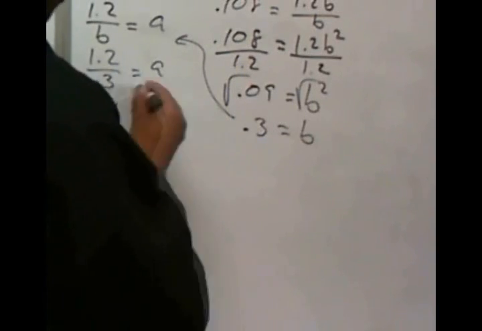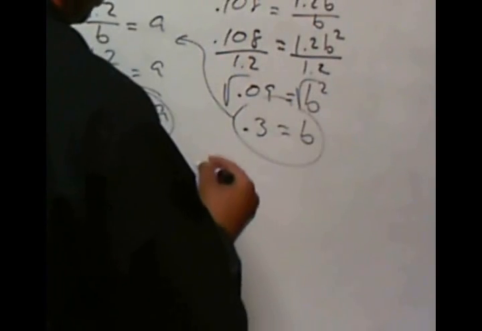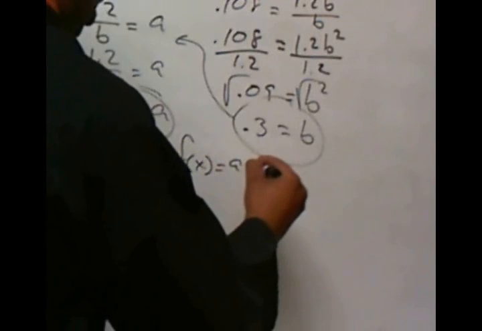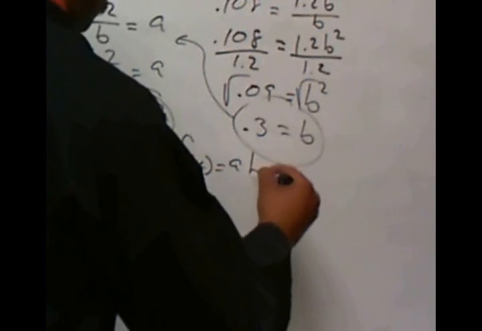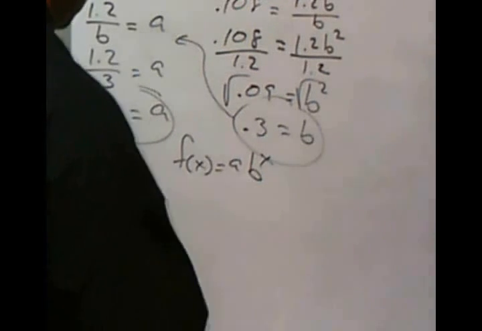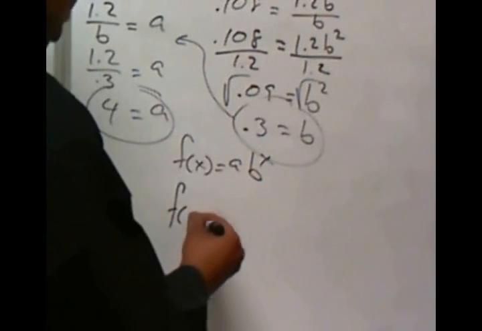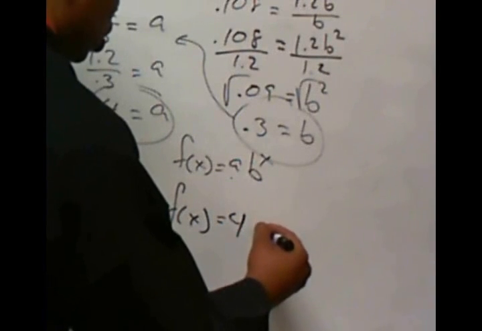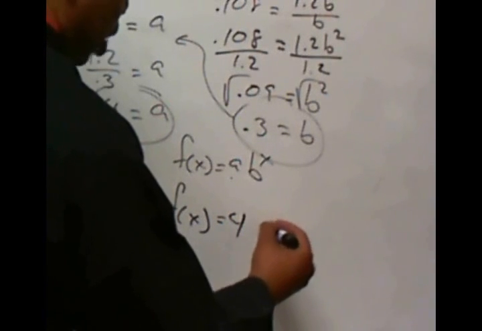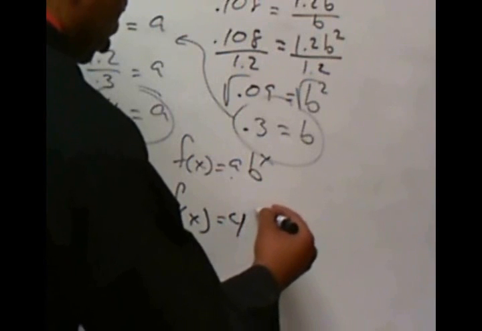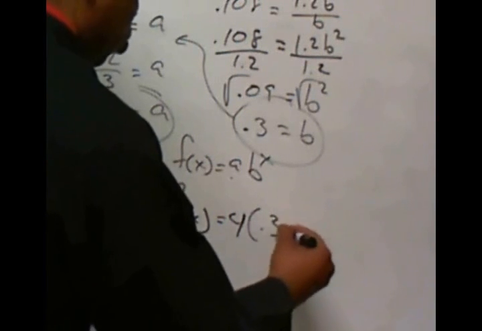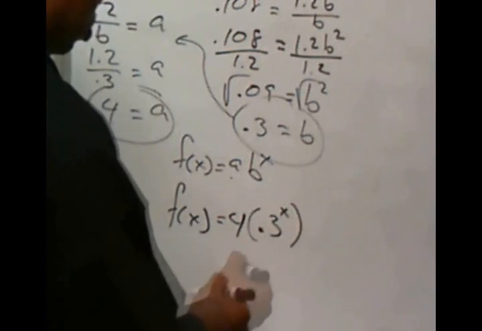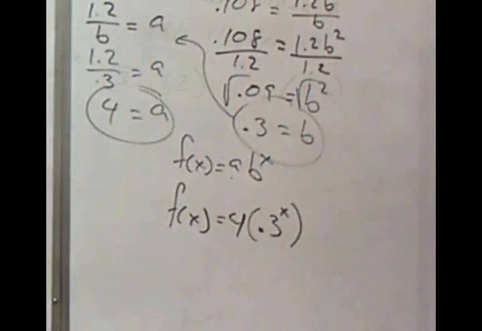And so now I have the a and the b value. And I go back to my model. F of x equals a b to the x. And I place in my a, which is 4. My base, which is, let's see, let me separate this with parentheses here. Parentheses 0.3 to the x power. Just to keep separation. And that's it.